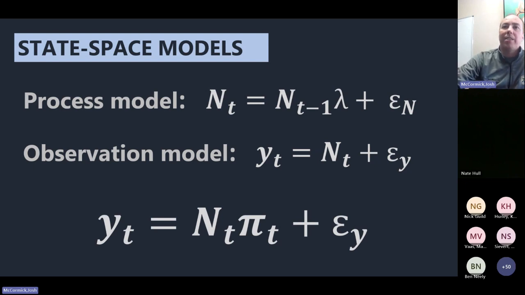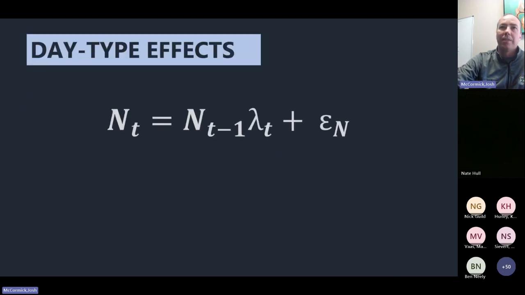So we're going to modify this equation and we're going to add this other parameter here, pi. And this is just the design-based estimator parameter that you would get if you're doing a normal design-based creel survey. So we're going to leave the process model the same and we're going to change the observation model slightly.